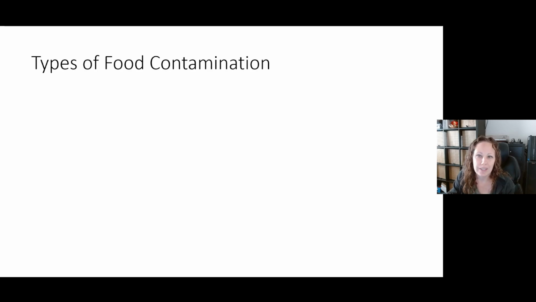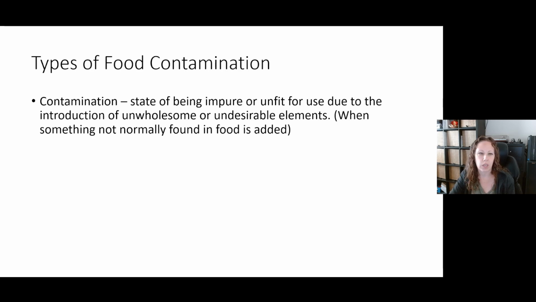So what is food contamination? That's really just what we're focusing on. Food contamination is the state of being impure or unfit to use due to the introduction of either unwholesome or undesirable elements. If it's unwholesome, that means it's not fit to eat. Undesirable means you just don't want it in the food. A summary of that whole definition is when something not normally found in food is added, that is contamination.